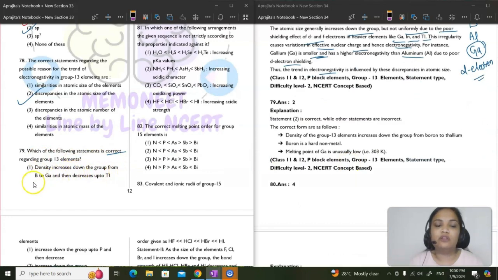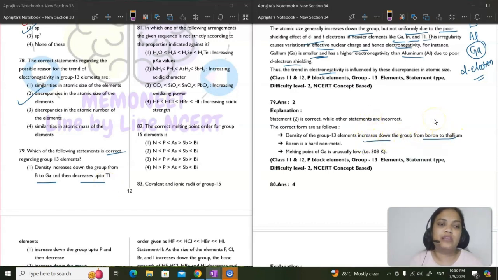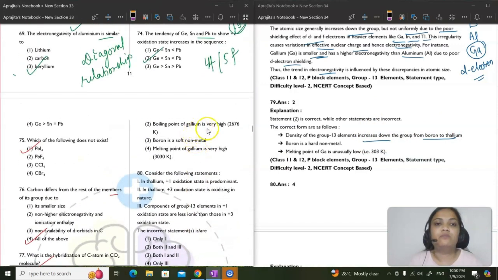Density increases down the group from boron to gallium and then decreases up to thallium. So actually density of group 13 elements increases from boron to thallium only, no decrease, so this is wrong. Boiling point of gallium is very high, which is around 2676 Kelvin. Boron is a soft non-metal, this is wrong. Boron is a hard non-metal. Melting point of gallium is usually low and boiling point is high, so the second statement is true.